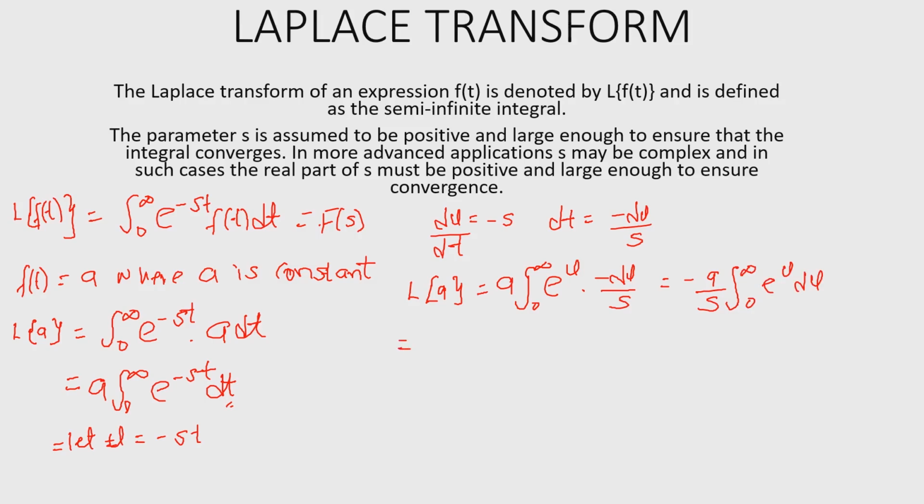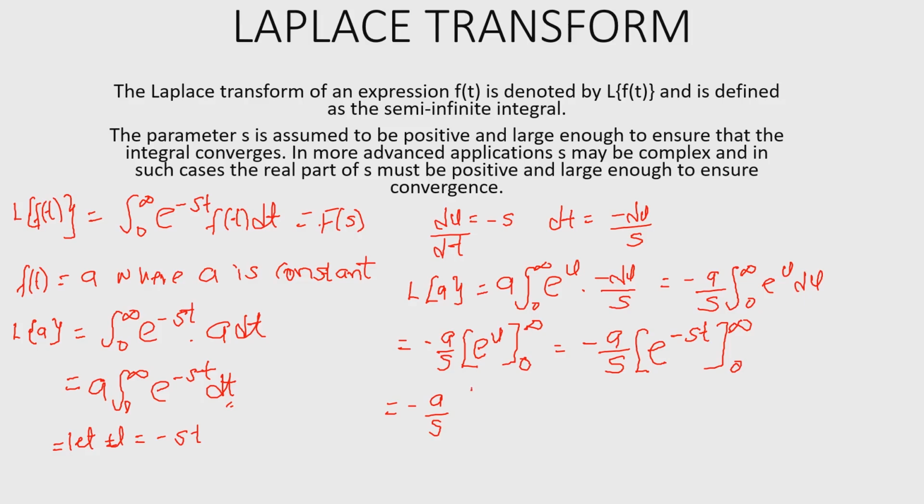So now you have to integrate. If you are integrating e raised to the power of u, it will still give you e raised to the power of u. Then you put your boundary, that's 0 to infinity, then minus a over s, then into what is your u? Your u is minus st, then infinity and 0. So what you are simply going to do is put in the boundaries, and you use them to replace t.